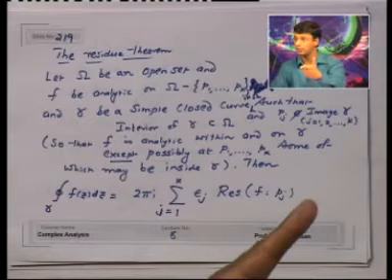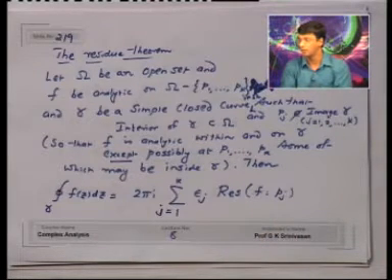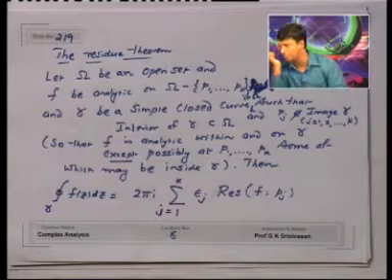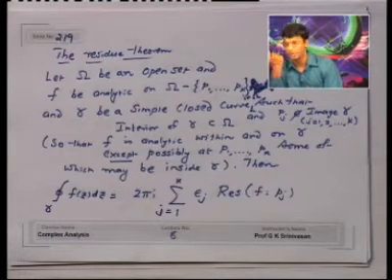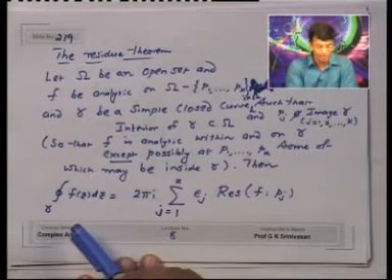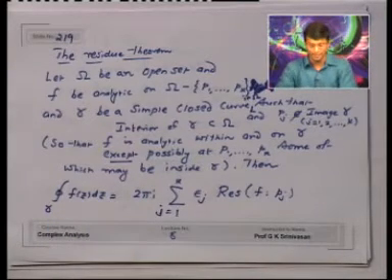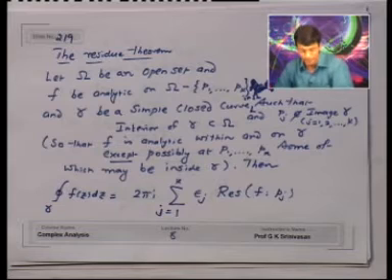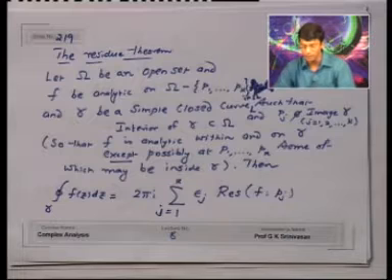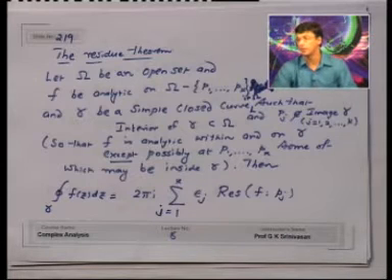The interior of gamma is contained in omega, and so the function is going to be analytic in the interior of gamma as well, except perhaps at p1, p2, ..., pk. All right. Then the integral of f(z) dz equals 2 pi i times the summation j from 1 to k of epsilon j times the residue of f at pj.